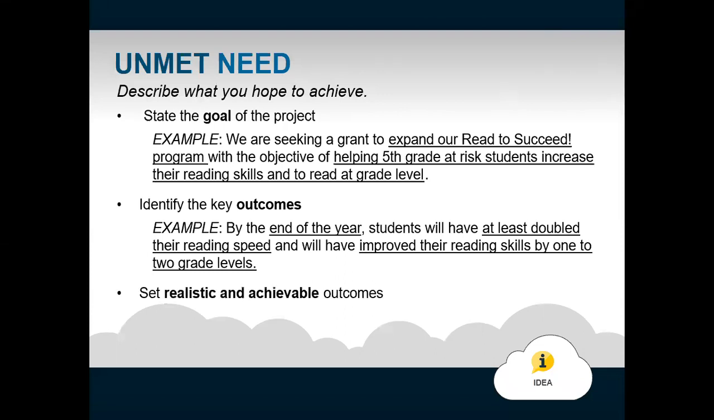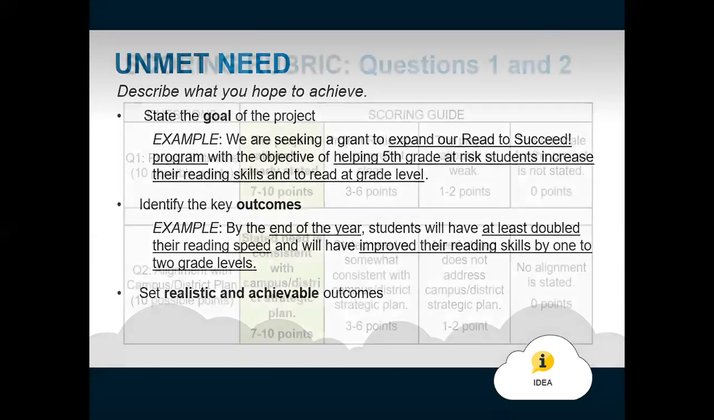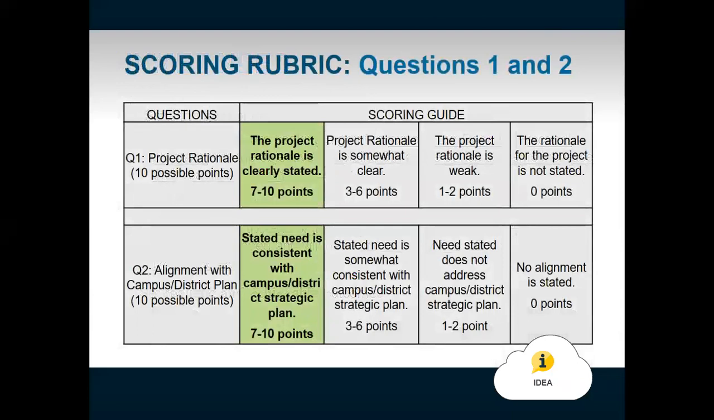And so the next and final piece of that then is to be sure that you're setting realistic and achievable outcomes. So the rubric that's attached to this for questions 1 and 2, you can see that question 1 is that the project rationale is clearly stated, and the highest possible range of points for that is 7 to 10 points. And that's obviously what you're shooting for.